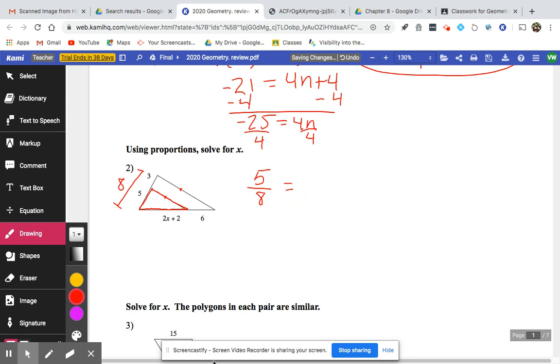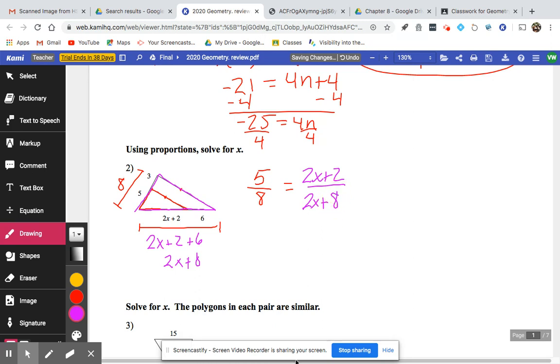Now I'm going to do the same thing. Maybe I'll draw this one in purple. I'm going to do the same thing for the purple triangle. So start with the shorter side, 2x plus 2 over... now what's the longer side? Similar to how we found the longer side for the other triangle, you take 2x plus 2 plus 6. Just combine like terms: 2x plus 8.